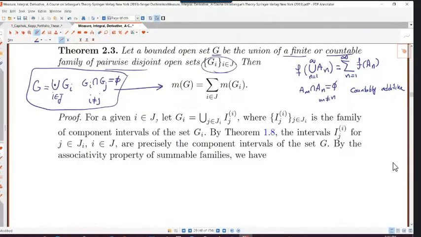For the proof, for a given i in J, let G_i be the union of I_ij, where j belongs to J_i, where {I_ij} is the family of component intervals of the set G_i. Okay, every open set like G_i has its component intervals. So G_i equals the union of open intervals I_ij.